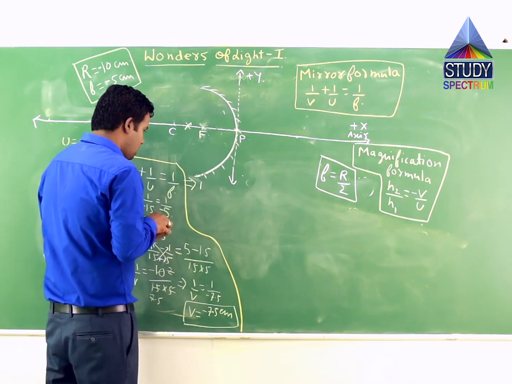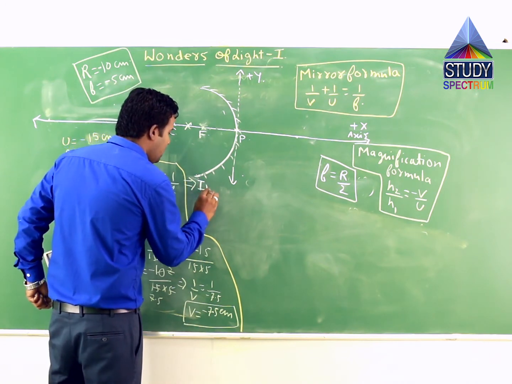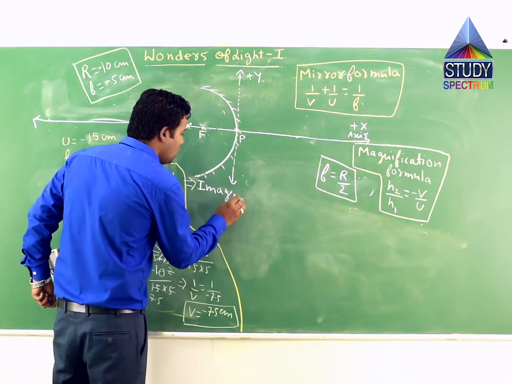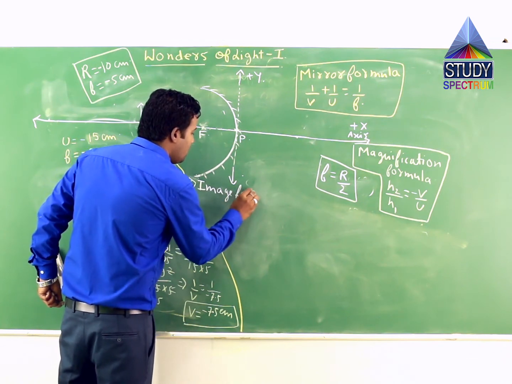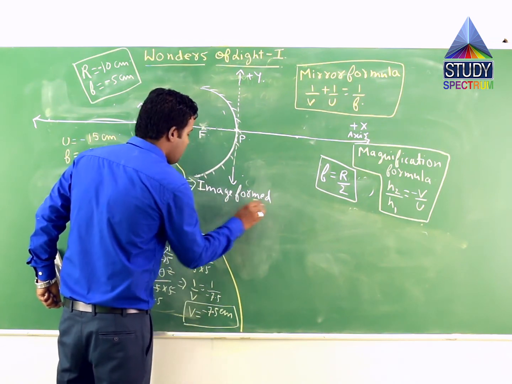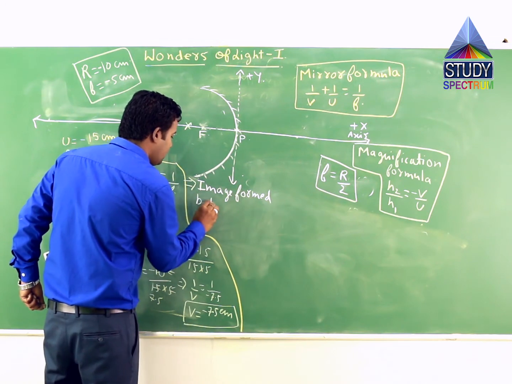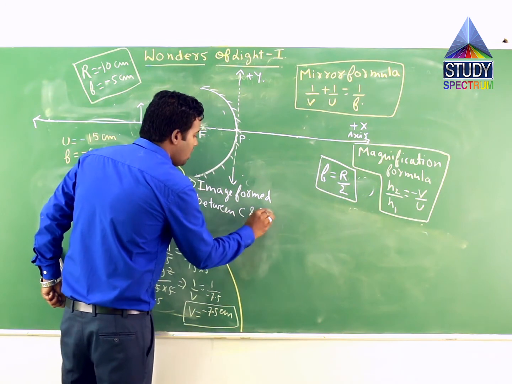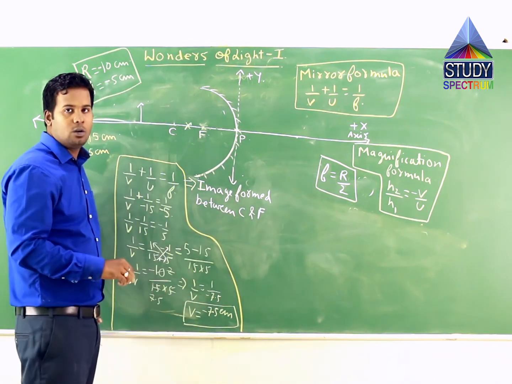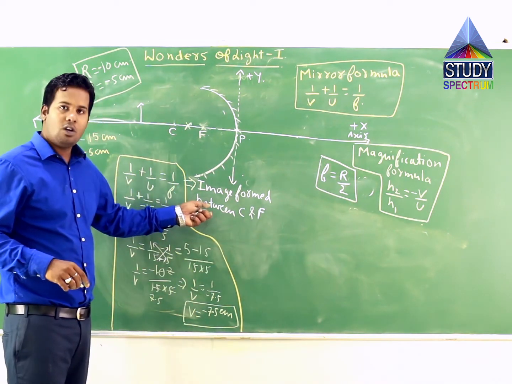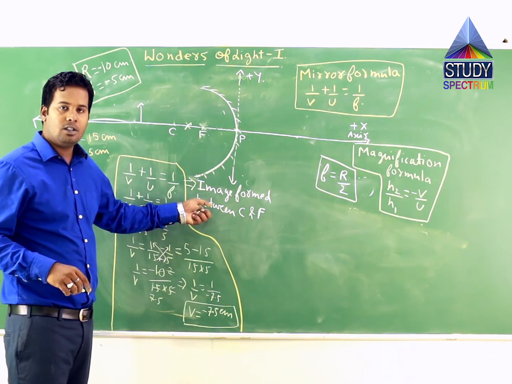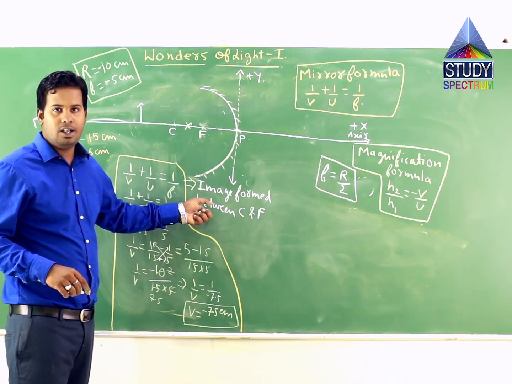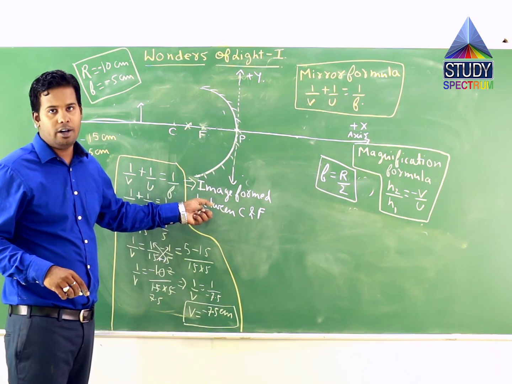image formed between C and F. I am sure you can see that table also. The position of the image might be written as: image formed between C and F. C is center of curvature and F is focus point.